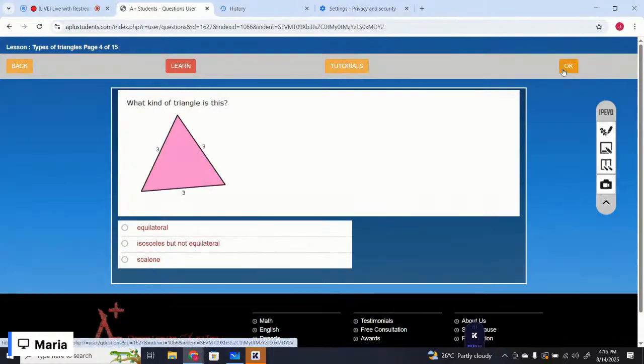What kind of triangle is this? The options are equilateral, isosceles but not equilateral, and scalene. So, which is the correct option? That is an equilateral triangle. Option number one is the correct option.